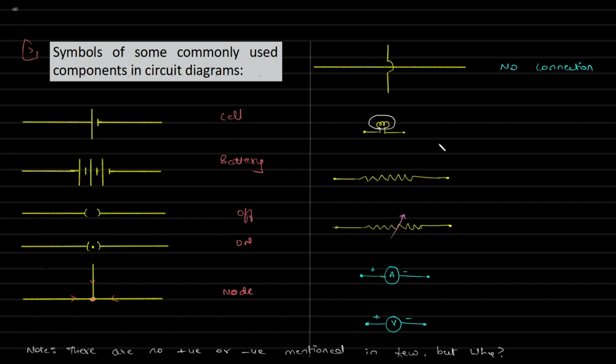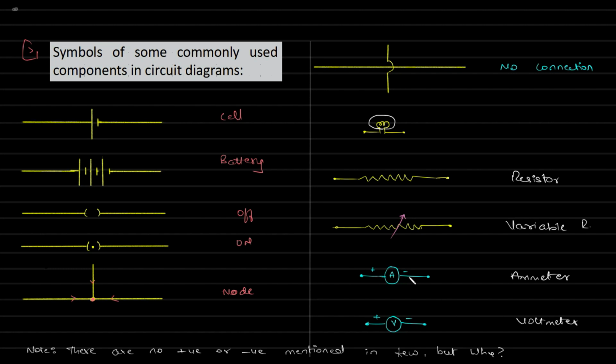This is a bulb that you know. This is something called a resistor. What is a resistor? I'll be explaining that later. This is something called a variable resistor, a similar looking symbol with an arrow. This is something called an ammeter. It's a meter, as you can tell. While this is called a voltmeter, again, it's a meter, as you can tell from the name.